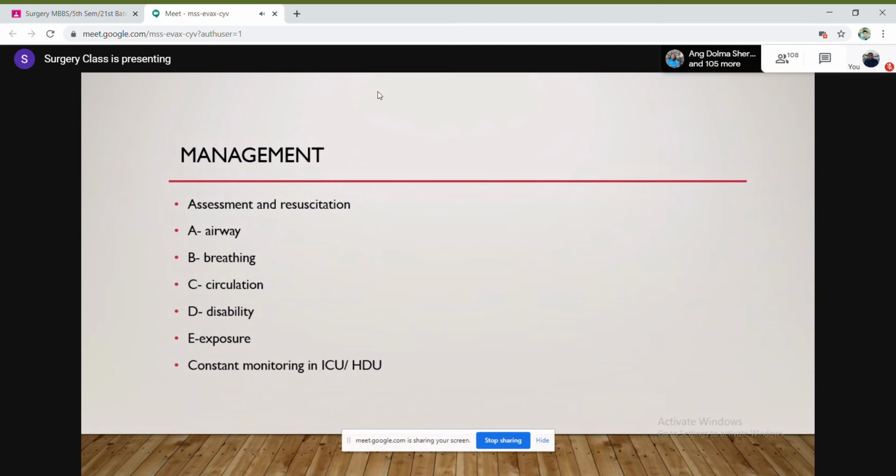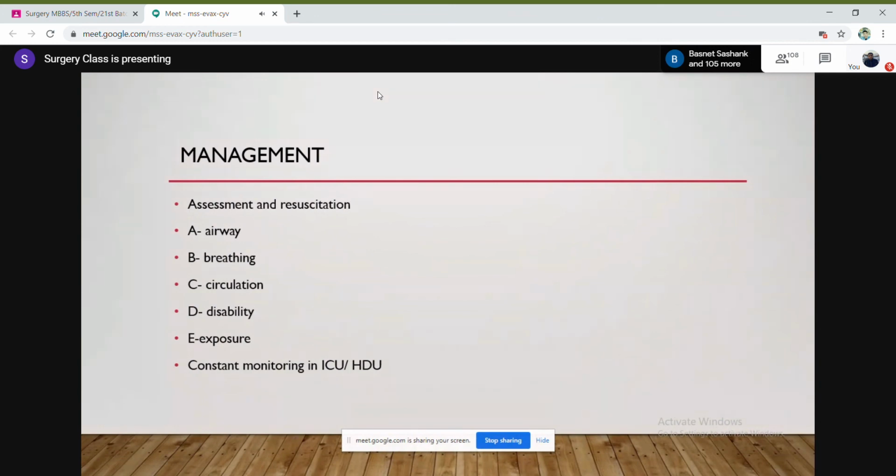So you have to check the eyes, the nose, the ears, the mouth, the private parts, the rectum, anal canal, everything. So that is exposure. All right. And these patients are always managed in a high dependency unit or ICU unit with constant monitoring. All right. Because these are the patients you don't want to send home.